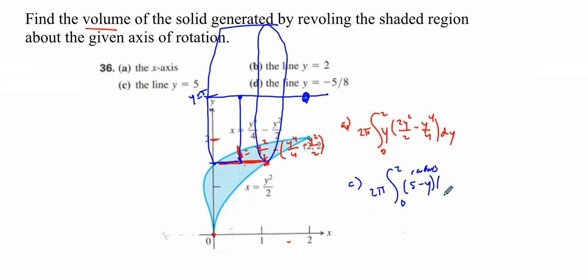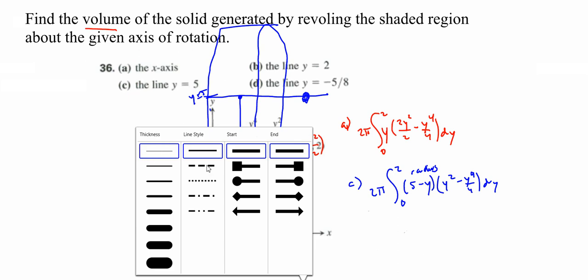Our length of our shell is the same, so that's our f of x. So that's just going to be the same thing. If I simplify, I'm just going to go y squared minus y to the 4th over 4, and then we still have dy right there. So we see that the only thing that really changes is the radius of our shell. All right, let's try another one.